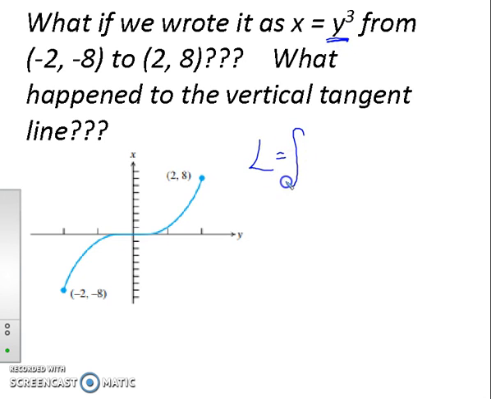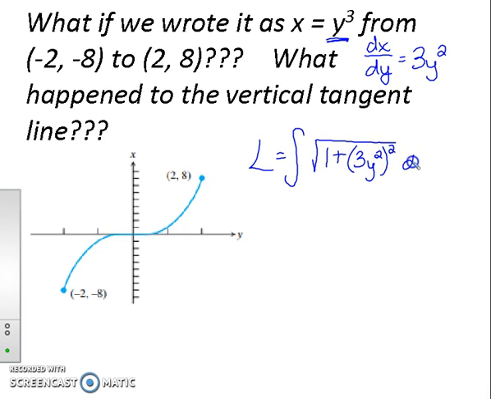So your length would be the integral of the derivative of this would be 3y squared. So it would be the square root of 1 plus 3y squared squared. But here's where it's a little bit different. Your boundaries should not be the new points from -8 to +8. You actually want to keep your y's what they originally were there. So that's kind of funky.